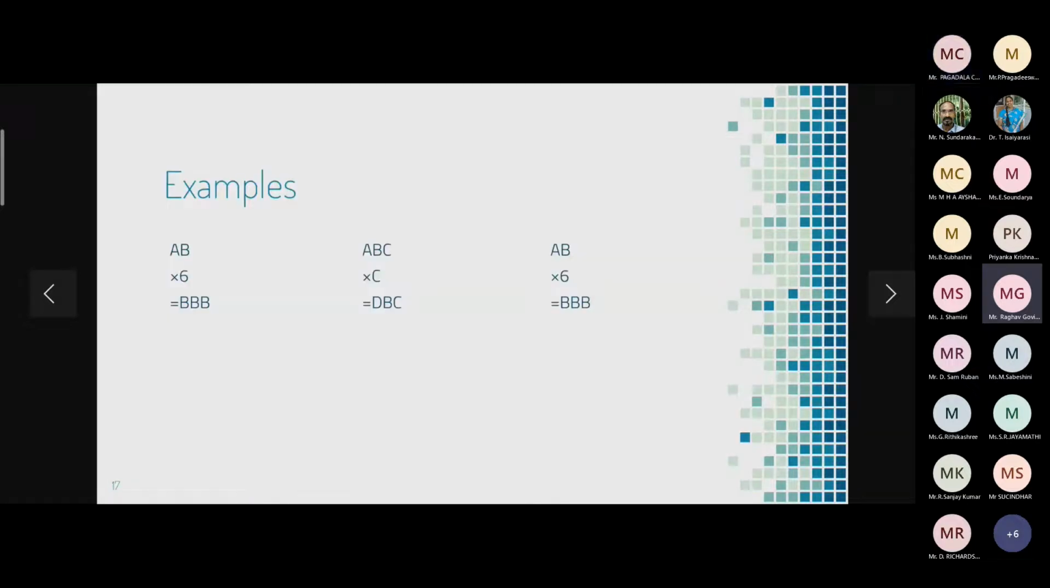Example. Here are the examples of cryptography. Let us consider A and B, where the multiples of 6 is equal to B into B. It can only be decoded using mathematical applications.